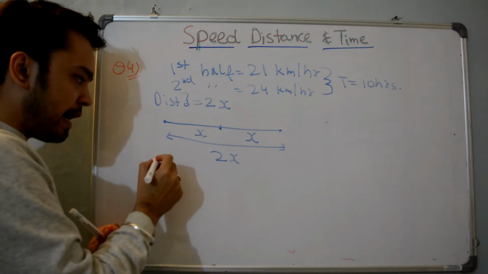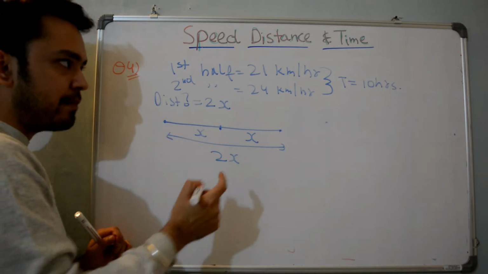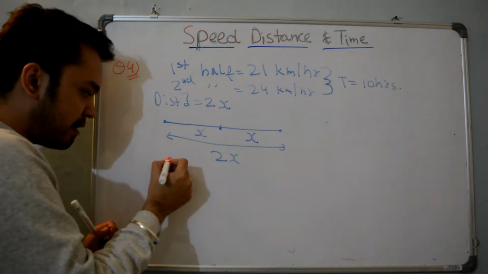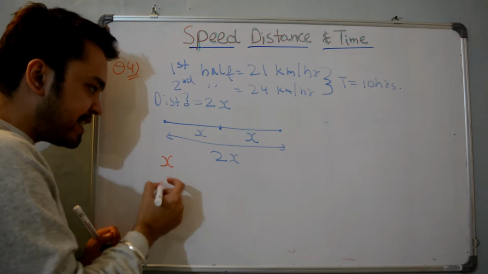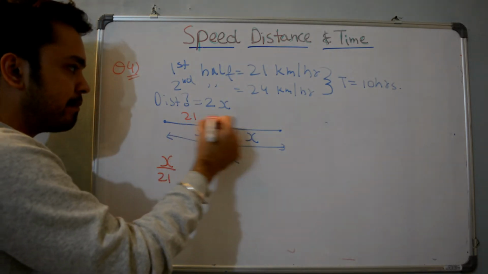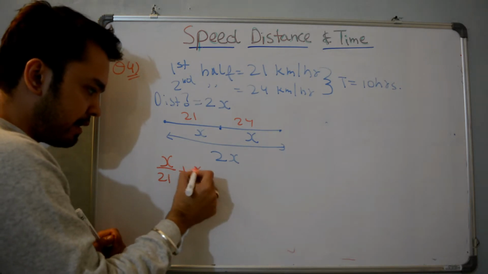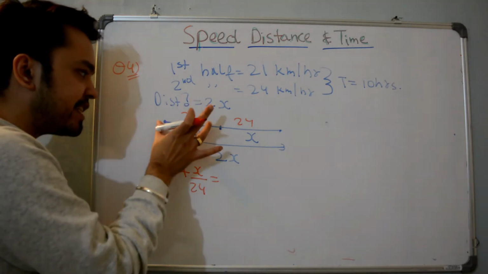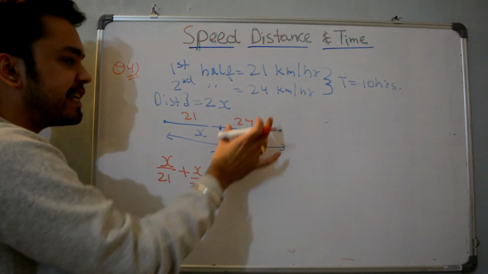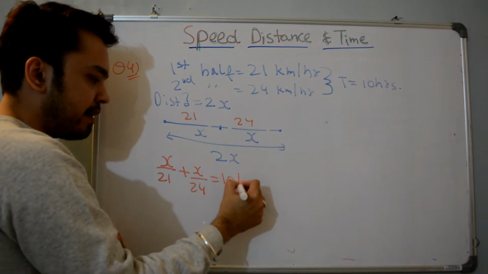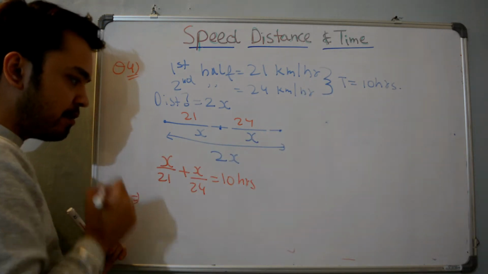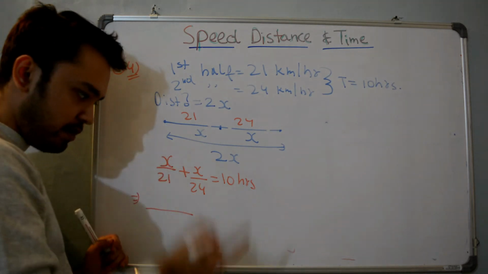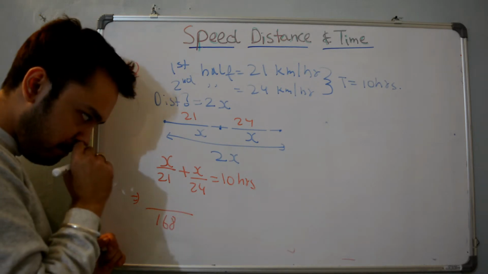Now I am writing down an equation in the form of what? Time, because that is how the question has been given to us, in the form of time, right? So time is equal to what? Distance upon speed. So this time plus this time will give me equal to 10 hours, right? Now you can find out their lowest common multiple. If you follow the right method, you would get it as 168.